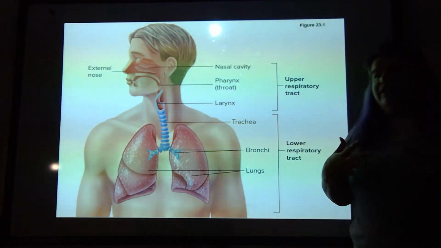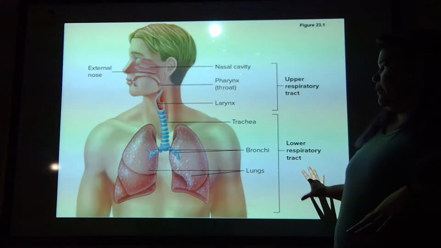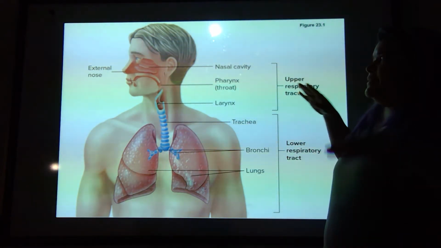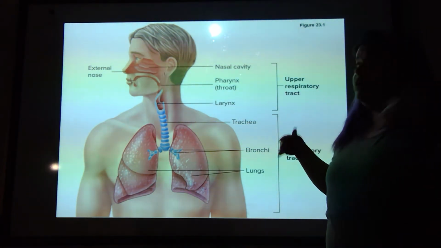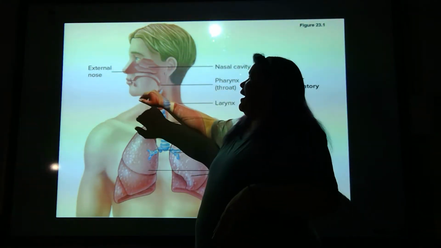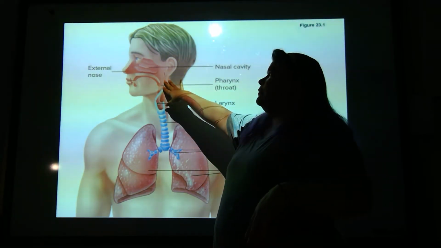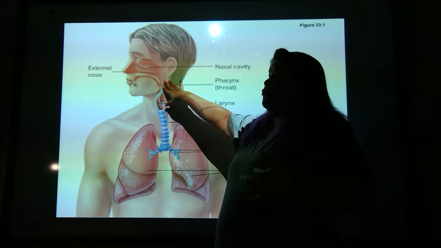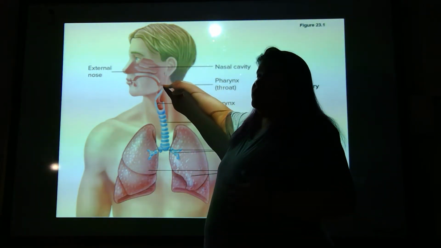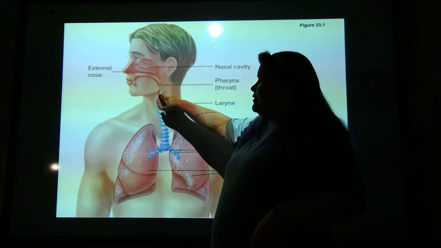So we have two major regions when it comes to our respiratory system. We have the upper respiratory system or respiratory tract and the lower respiratory tract. Upper respiratory tract is pretty much everything above your trachea. So we're talking about the external nose, the nasal cavity, the pharynx, which is basically the connecting point between your nose, your mouth, and your throat. It starts up here, right behind the nose, then continues behind the mouth, and then right here in the upper throat, followed by the larynx.